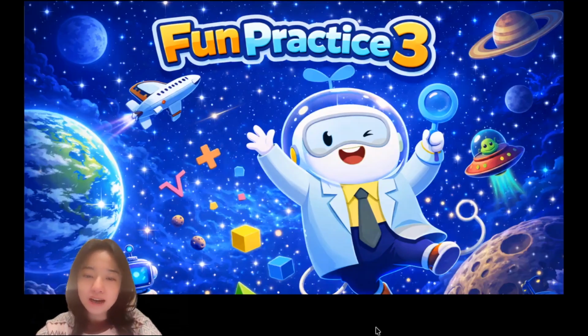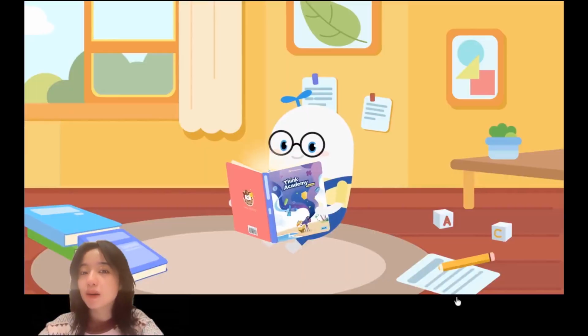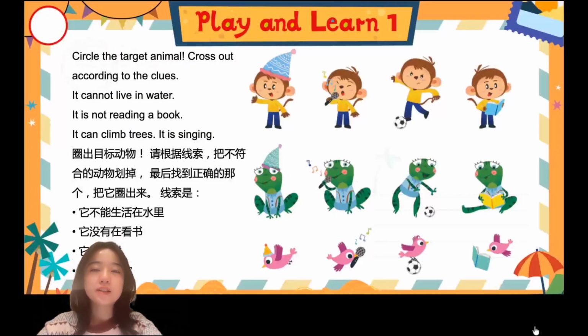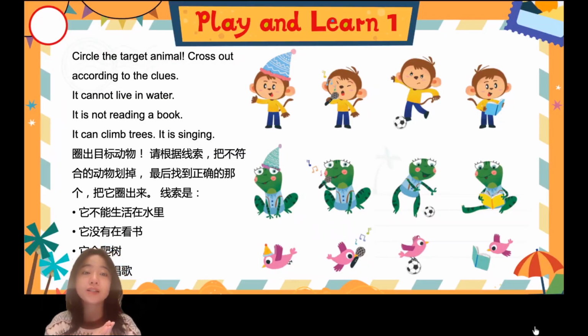Have you worked out all the two games? Now let's have a quick check about it. So in the first game, as we can see, our target is to find the correct animal, and also we need to cross out according to the clues.